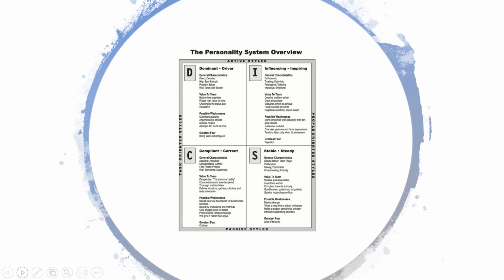D, dominant, driver. Their general characteristics, they tend to be direct, decisive. They have high ego strength. That means that they tend to have a pretty high sense of self and don't get knocked off balance very easily. They tend to be problem solvers, risk takers, self-starters. The value that they bring to the team is that they're the bottom line organizer.